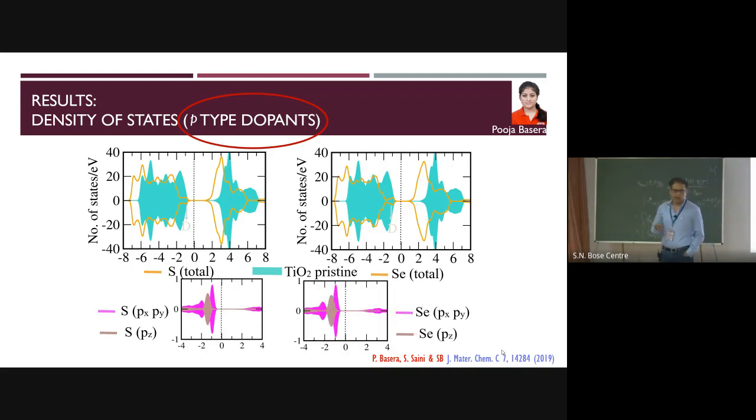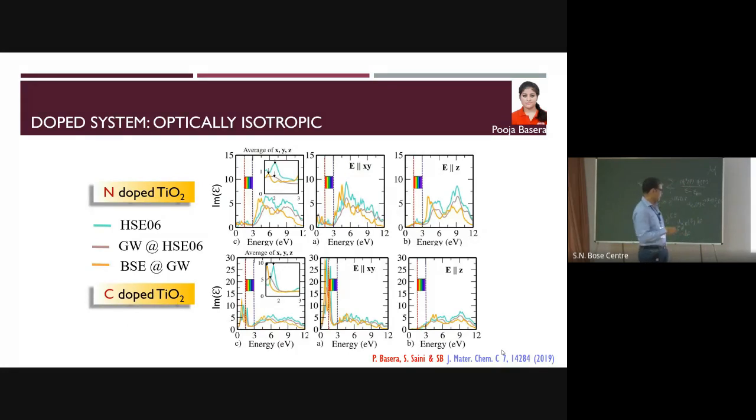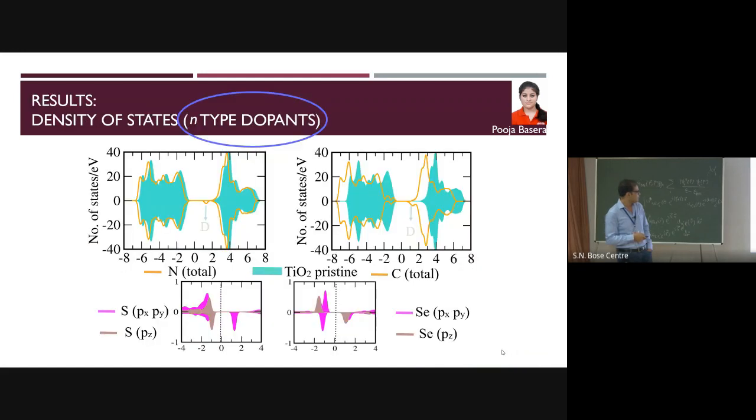But if you go for nitrogen and carbon doped TiO2, then the situation is that it is optically active in all these directions. There is no anisotropy, and that's kind of obvious, because here also if you plot the same thing, these are N-type dopants. So the defect state is more towards the conduction band, and you can clearly see that X, Y, Z, all three orbitals are contributing, and that's when this is optically active in all these directions.